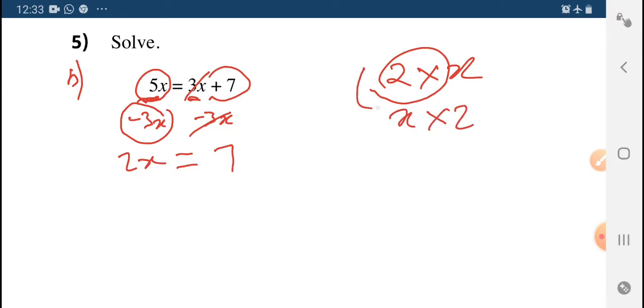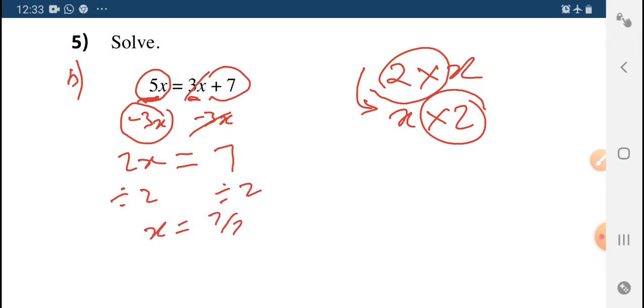So these two things, they're the same thing. So what we want to do is get rid of the times 2. So we have to divide by 2 here. So x is equal to 7 over 2, which we can write as a mixed number. First of all, we can ask ourselves how many 2s go into 7? 3. And what's the remainder? 1. So the answer is 3.5. So you can write it as x is equal to 3.5.